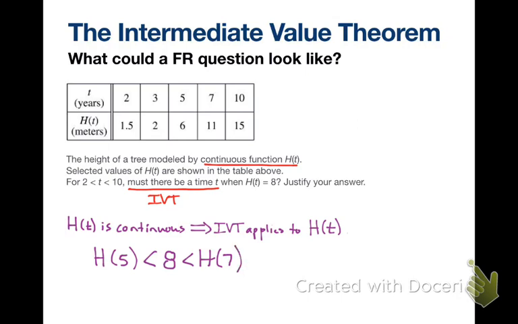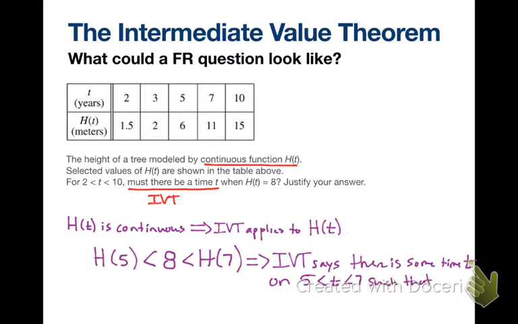And so the intermediate value theorem then guarantees for us, I'm just going to say, the intermediate value theorem says there is some time t on the interval 5 to 7, and you could use interval notation here if you want. I'm using inequality notation, such that h of t is equal to 8.